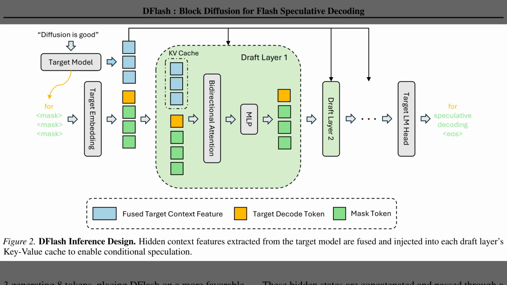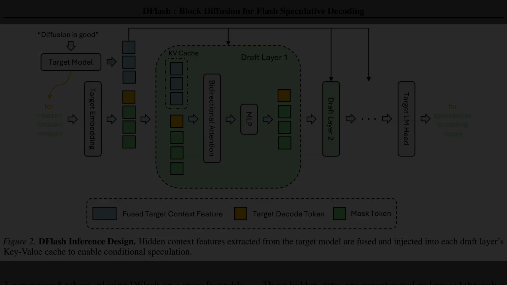So, Figure 3 showed the speed. Now Figure 2 reveals the architecture that makes it possible. This diagram illustrates the DFlash inference design. On the left, we see the large target model processing the prompt. From this, DFlash extracts hidden context features, represented by the blue squares. These features are fused and injected directly into the key value cache of the draft layer, shown in the center green block. This injection is the secret sauce. It allows the small draft model to condition on the large model's deep reasoning, enabling it to accurately generate the output tokens on the right in parallel.